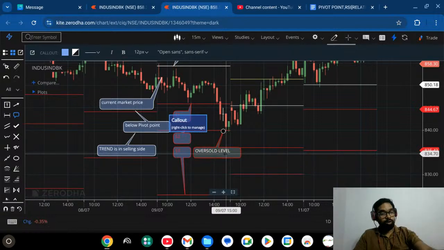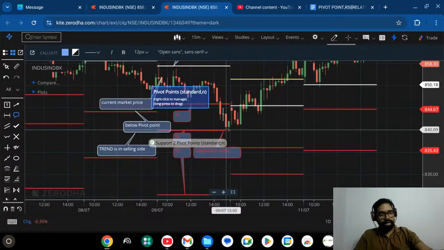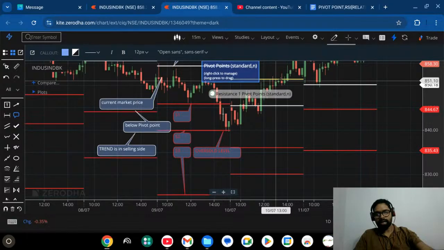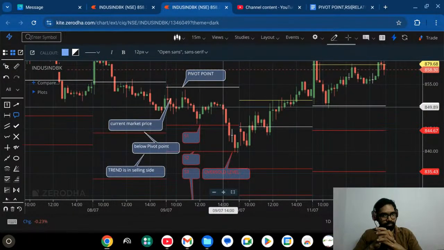Now, when the market reaches your S2 level and it is showing the oversold level, it will definitely give you a bounce back the next day, and then buying and selling of the market happens. So in this session, I wanted to tell you about this pivot point concept.